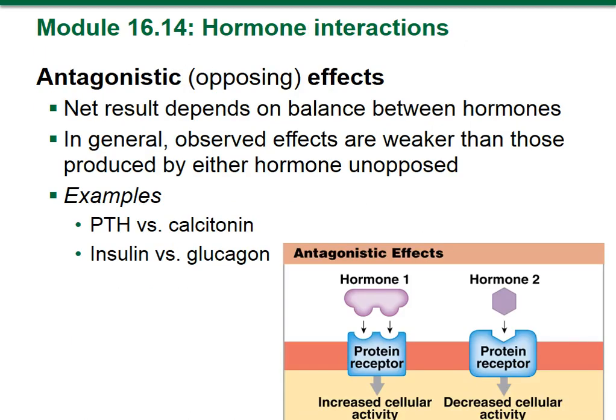So antagonistic, this means opposing effects. And so basically, it's a balancing act, and one hormone is going to win out over the other. The observed effects will be weaker than produced by either hormone unopposed because they are fighting each other. So good examples, as we've already talked about, parathyroid hormone versus calcitonin, or insulin versus glucagon, because they do act very opposite of each other.